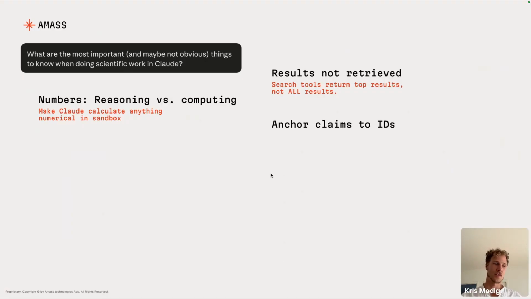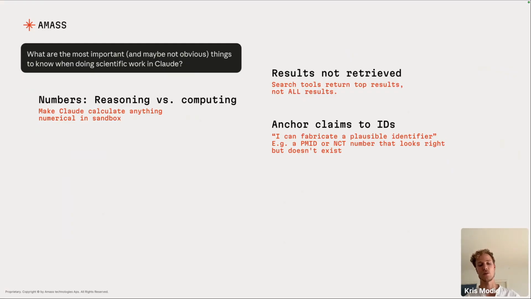And the third one, and this also ties back to Amass, is that we need to anchor claims to actual identifiers, especially when it comes to this kind of work. This is what Claude said: I can fabricate a plausible identifier, and that's not what we want. For instance, a PMID or an NCT number that looks right but doesn't really exist can be fabricated by Claude. So we need to make sure that we capture the right identifiers and are always able to link back and see that this is actually a real piece of information that we're relying on in whatever analysis we do.